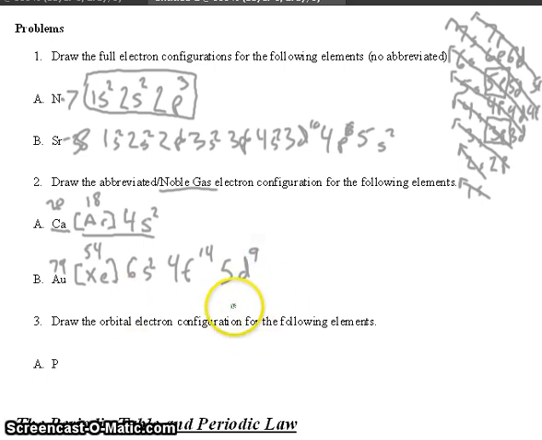So instead of writing out 1s2, 2s2, 2p6, all the way up through 5d9, we can just write our abbreviated notation here, and that's all we got here. In terms of our orbital notation, this is where we draw our boxes or circles, some people like to do, or dashes, to represent those orbitals. And also for phosphorus, if we look at the periodic table, it has 15 electrons.